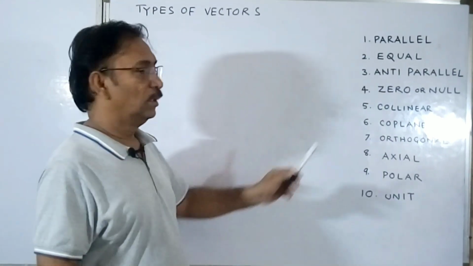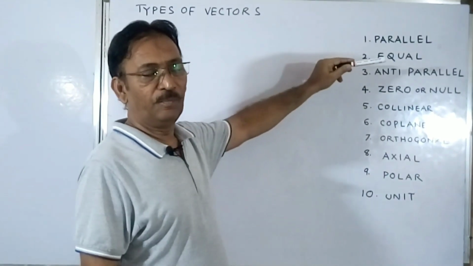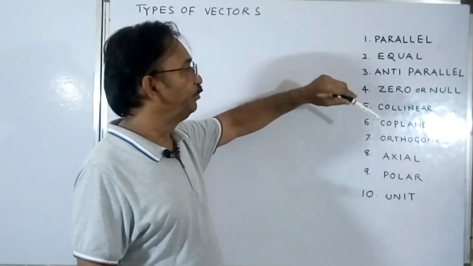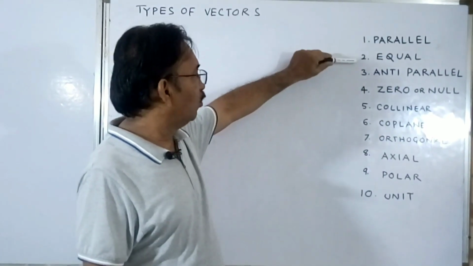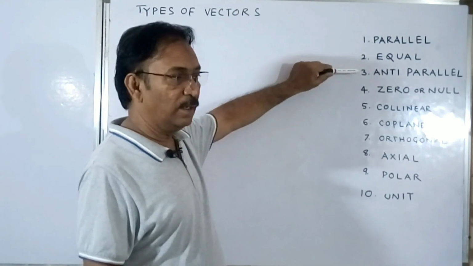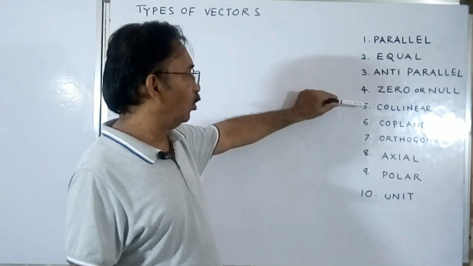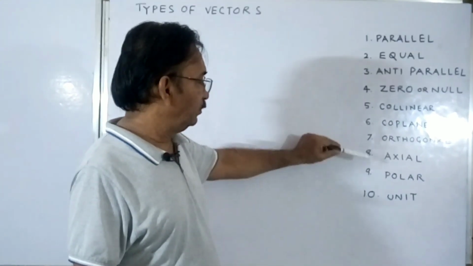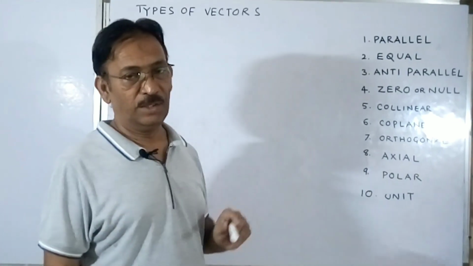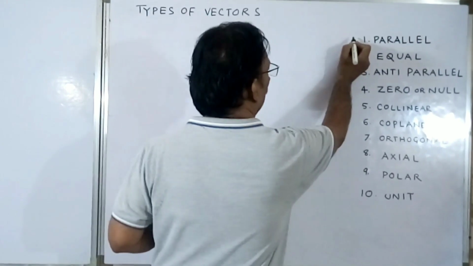If you watch the board, I listed around 10 vectors. Actually we have so many, but these are very important. The first one is parallel. The second is equal. The third is antiparallel. The fourth is the zero vector or null vector, and then collinear, coplanar, orthogonal, axial, polar and unit. These are the types of vectors. First we start with the parallel.